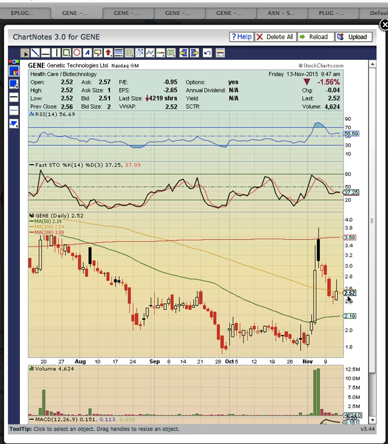So we've got a confirmation on this pullback and reversal yesterday. So today we're looking for follow through. As you can see, the 100-day moving average at 254 is the key level to break.